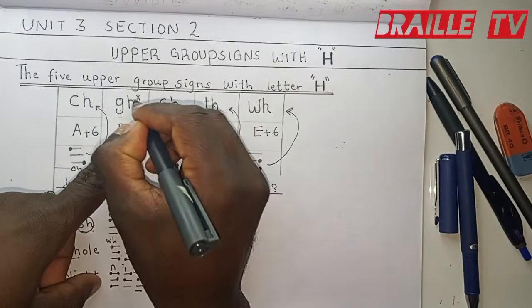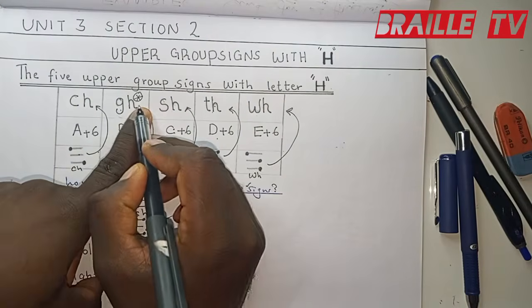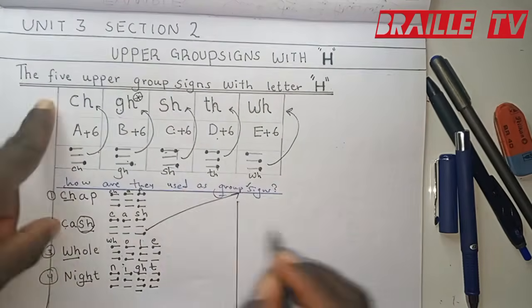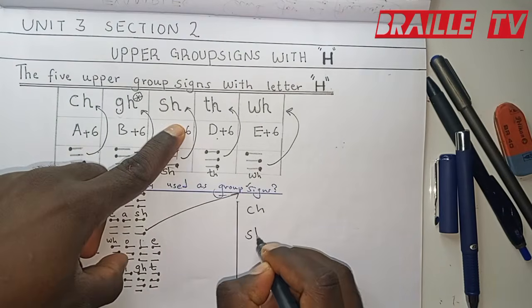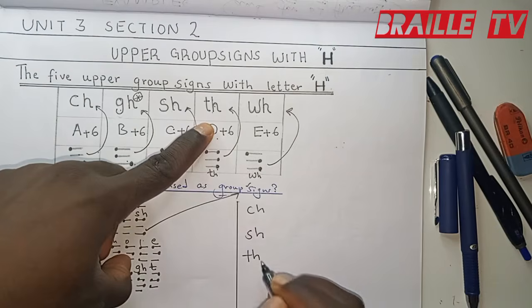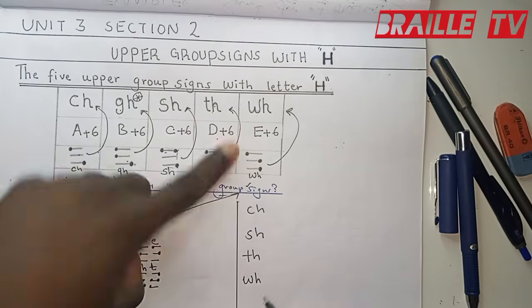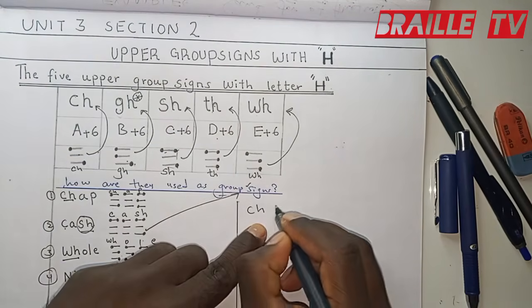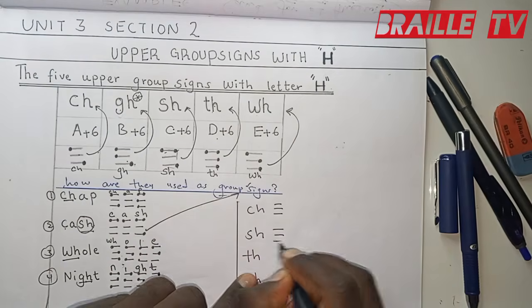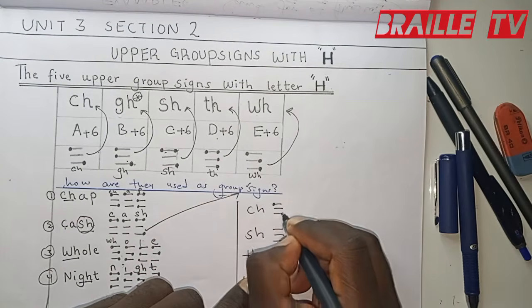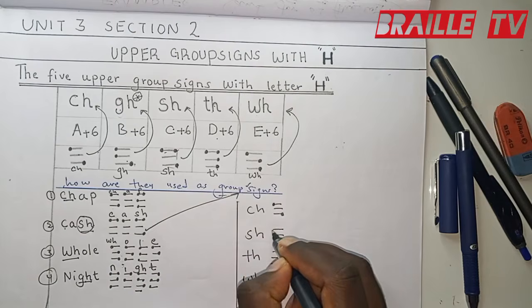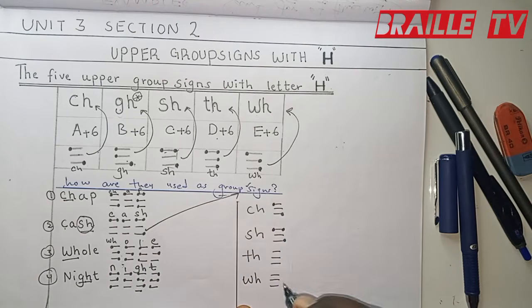GH only does not have any word signs, whereas CH, SH, TH, and WH have word signs. CH is written like this in Braille. Let me write them in Braille also. CH we said is written like that. SH we said it is written like that, C plus dot 6. TH we said it is D plus dot 6. WH it is that one.